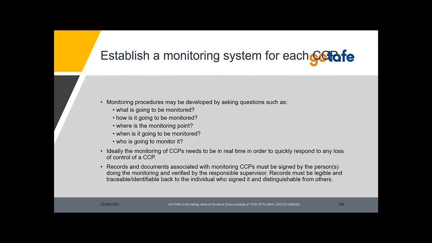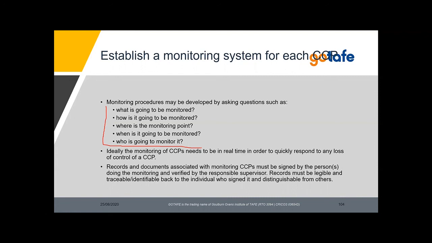So monitoring procedures may be developed by asking questions. Okay, those are the questions we need to ask when we try to set up a monitoring system. So what is going to be monitored? You have to find the items you want to monitor, whether it's going to be temperature, moisture content, salt content, or time, things like that. So you need to decide and describe in your HACCP plan what is going to be monitored. And the next step will be how it is going to be monitored, and whether you record that manually or automatically into your system, and how often you monitor that.